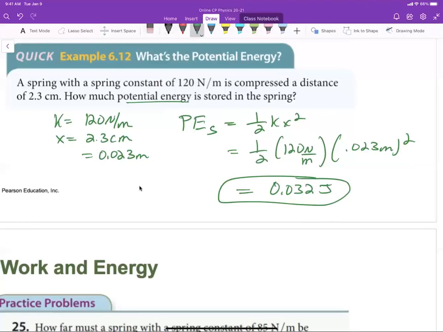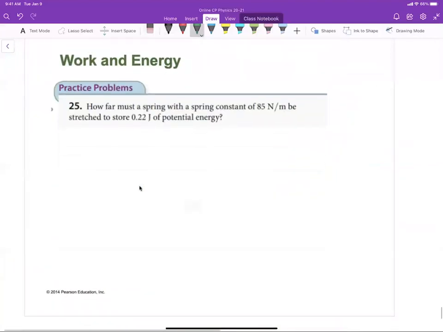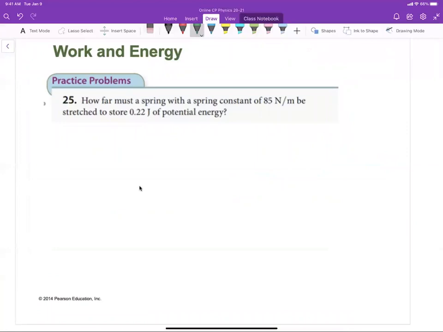Okay, there we go. One more, and then I have assignment 6.2, which is essentially the ones that we just completed, but also the problems at the end of the 6.2 lesson check. So how far, they're asking for X, must a spring with a spring constant of 85 newtons per meter be stretched, in order to store the potential energy of 0.22 joules.